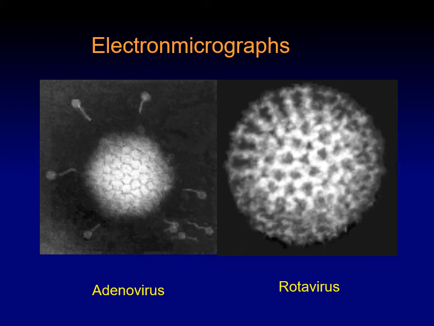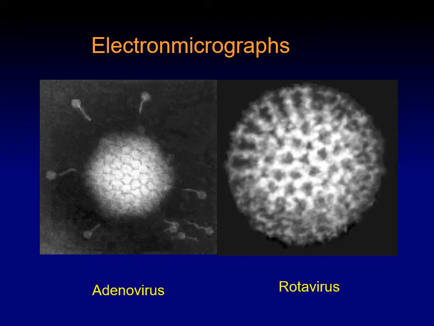As you can see here in this electron micrograph, there are certain viruses which are unique in their structure. For example, in adenovirus, you tend to see those fibers which are protruding from the virus particle. And this is very unique to adenovirus.